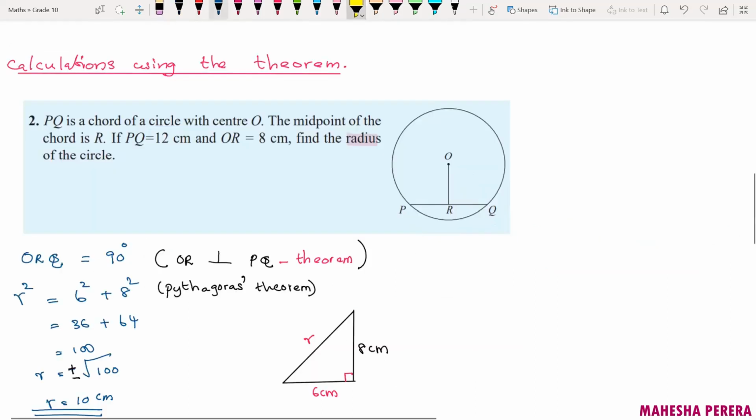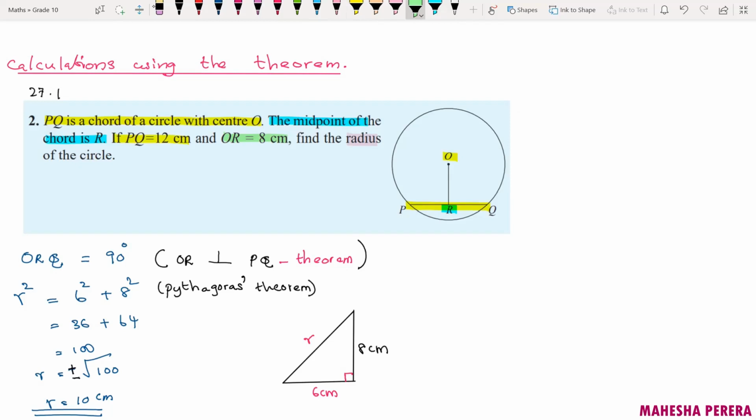Let's read the question. I took this question from exercise 27.1 from your textbook. It says PQ is a chord of a circle with center O. This is our chord PQ, and this is our center. Then the midpoint of the chord is R. Here is our R. If PQ equals 12 centimeters and OR equals 8 centimeters, find the radius of the circle.